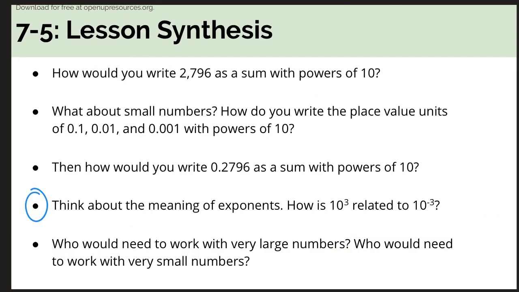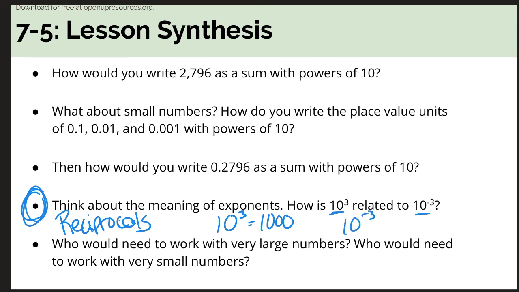Okay, on this slide, I just want you to take some notes. We're just going to talk about this 4th bullet point right here. Think about the meaning of exponents. How is 10 to the 3rd related to 10 to the negative 3rd? And we will see that they are reciprocals of each other, because 10 to the 3rd is 1,000. And 10 to the negative 3rd, I could write that as 1 over 10 to the 3rd, which is 1 over 1,000. And 1,000 and 1 over 1,000 are reciprocals of each other.